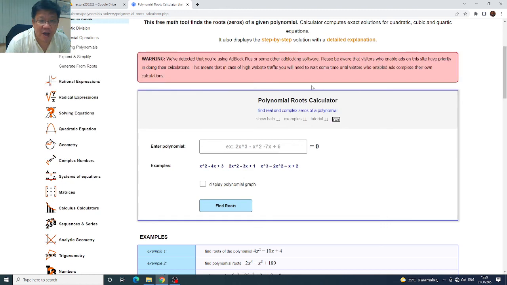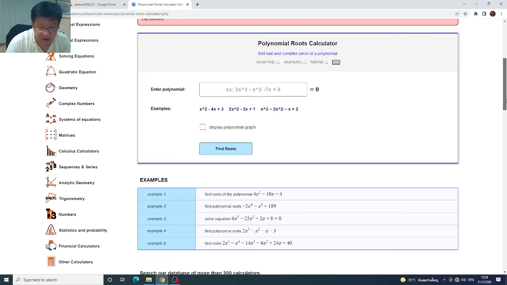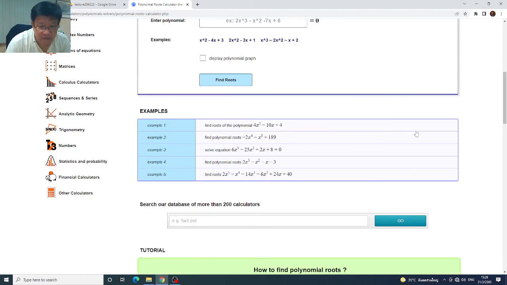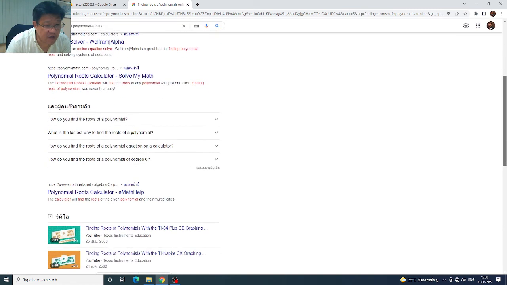But I don't know how far they can go. This one says the calculator computes exact solutions for quadratic, cubic and quartic equations. I'm not sure if you have a higher order, like order 5 or order 6. They should be able to find the roots here, you have a 5th order here. You might try it out, but there are so many ways, even Wolfram Alpha has something that you can do online.